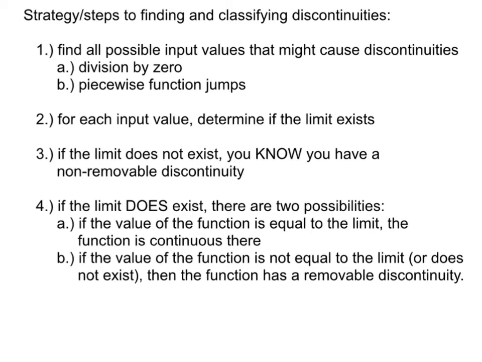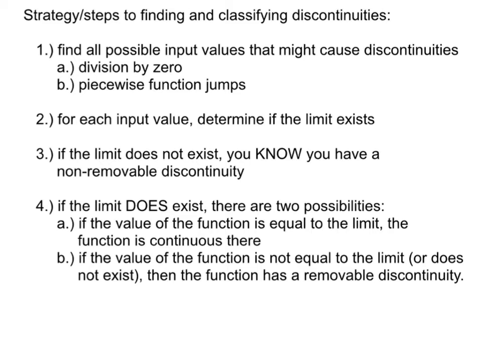Well, step one is you have to narrow down what you're looking at. We can't possibly check every single value for continuity, so we're only going to check the usual suspects, right? So we want to find all possible input values that could cause discontinuities. The two major causes of discontinuities are division by zero and the jumps in piecewise functions. In fact, I'm going to go so far as to say those are the two causes. If there's anything else, it's sufficiently weird that we probably don't need to know about it, right?